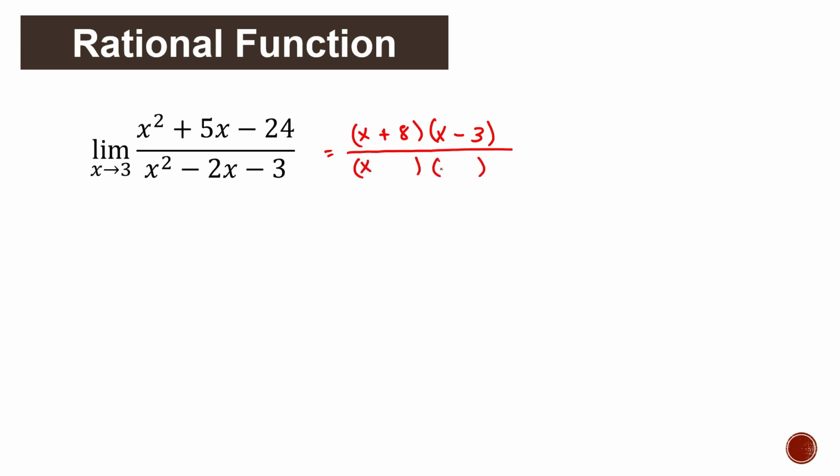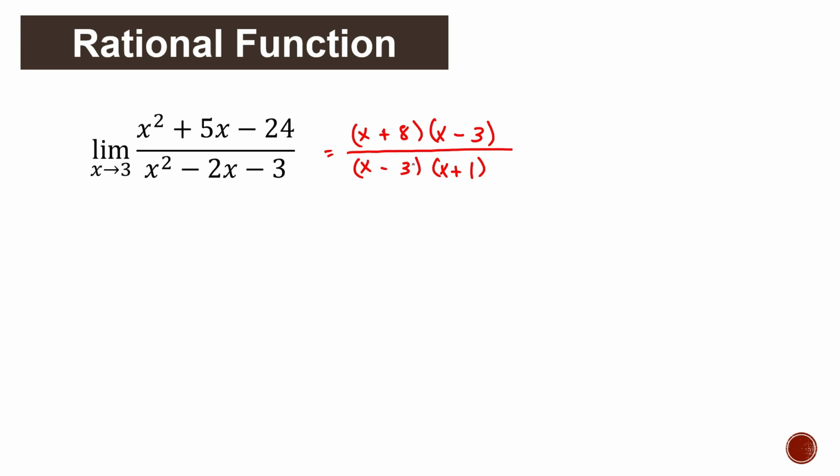In the denominator, negative 3 is the constant number, so the factors of that are only 3 and 1. The middle term is negative, so the higher number is negative. This is plus 1. Negative 3 times 1 is negative 3. Negative 3 plus 1 is negative 2.